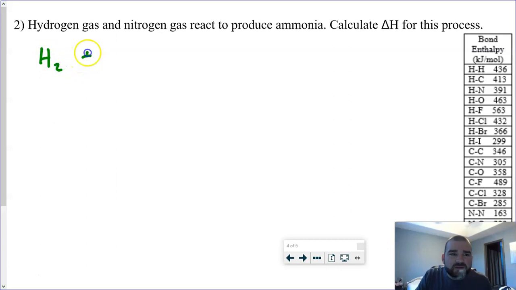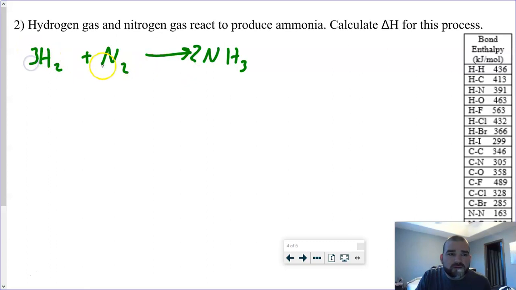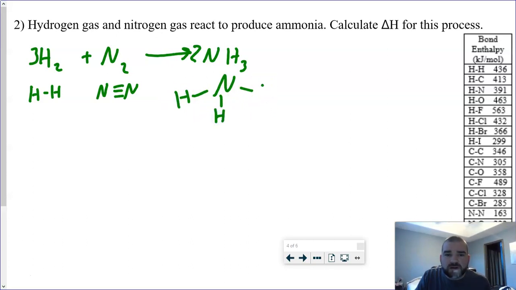I have H2 plus N2 producing NH3. This is not balanced. We should totally do that too. Okay? 3 of those, 2 of these. And I think we're good. Now, we need the structure of this stuff. Hydrogen gas is a lone little single bond between 2 hydrogens. Nitrogen gas is a triple bond. You may remember that, you may not. And ammonia has a nitrogen in the middle with 1, 2, 3 hydrogens all attached to the nitrogen, like such. And there's a lone pair if you care, or if you're curious.